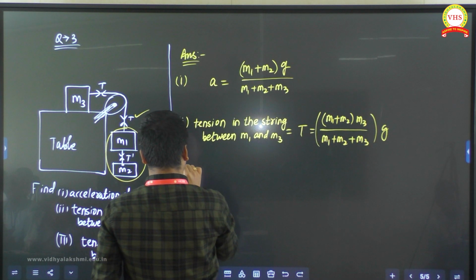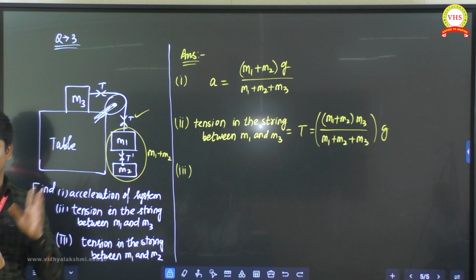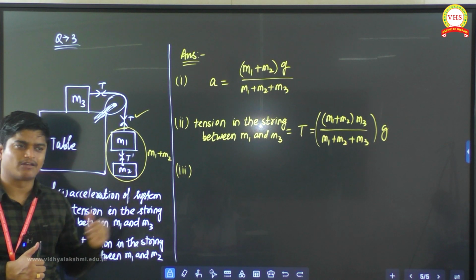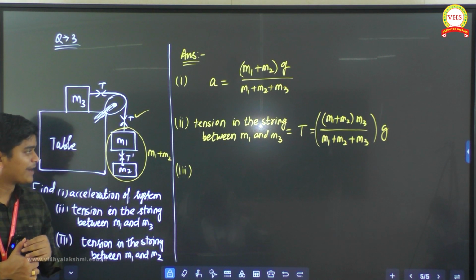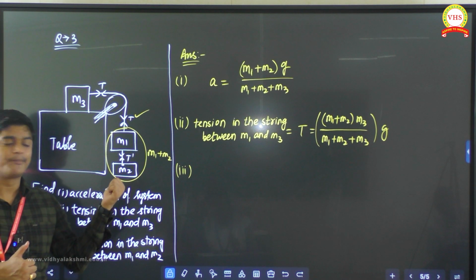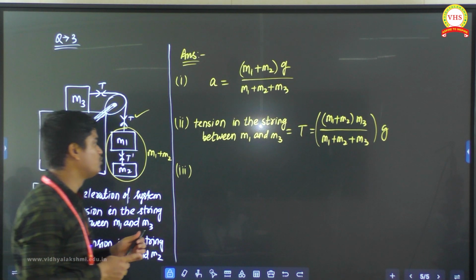Now third one, listen. You have to find tension T prime. For T prime, no formula given. But if you apply Newton's second law, you can calculate. How to find T prime, tell? To find T prime, you need to do the free body diagram of M2.